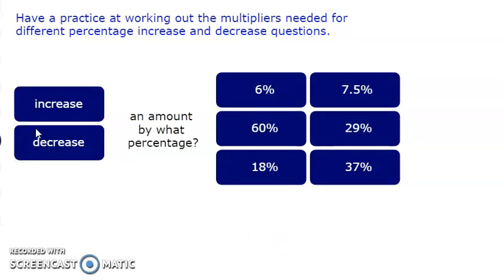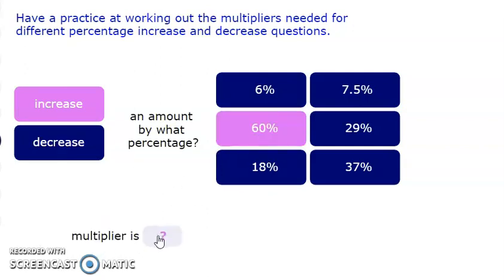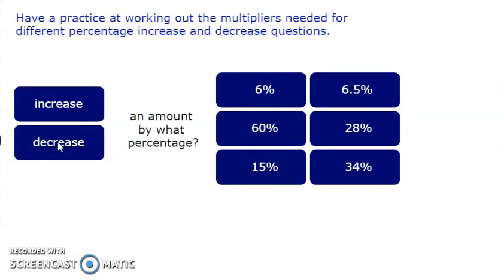Now again reset, and this time I am going to increase an amount by 60%. So what should be the multiplier? Can you think of it? The multiplier should be 100 plus 60, that is 160 by 100, that is 1.6. You got 1.6?